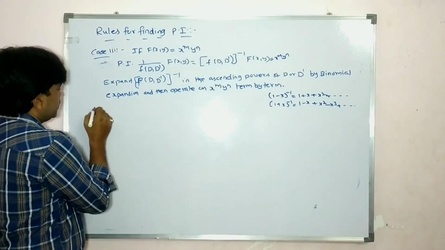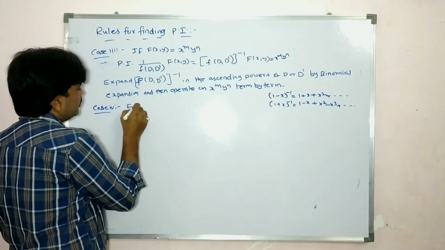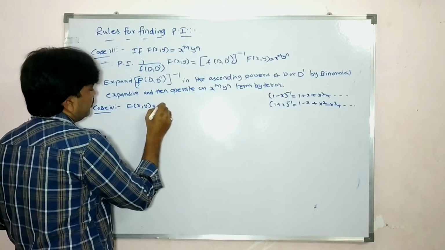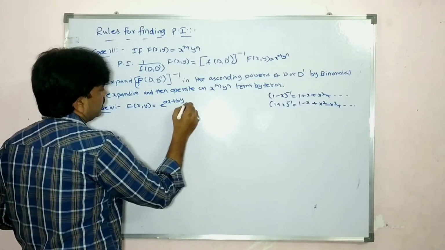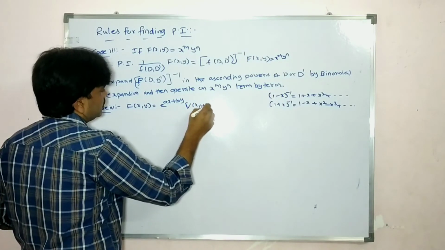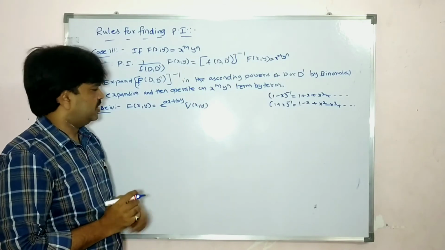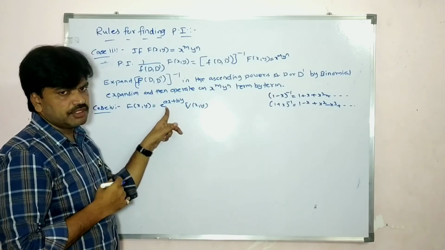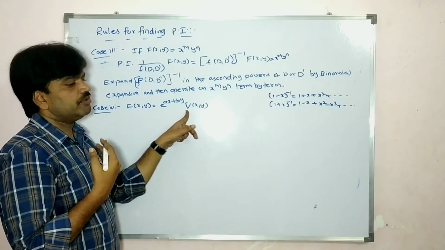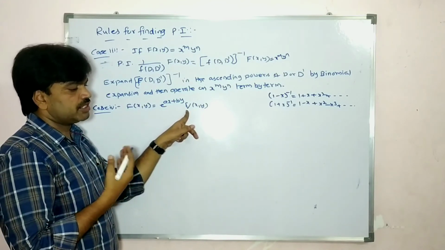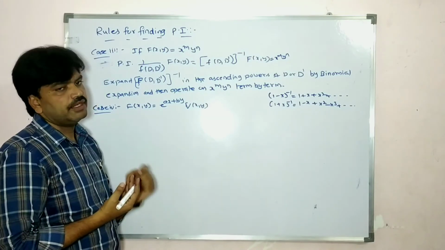Right. Now what is case 4, students? Case 4. Here f of x, y is equal to e power (ax plus by) into V of x, y, students. Of course, we know what case 1 is: e power (ax plus by), so it's the same. And we have a function V of x, y. The notation is changed here; previously we had f of x, y.